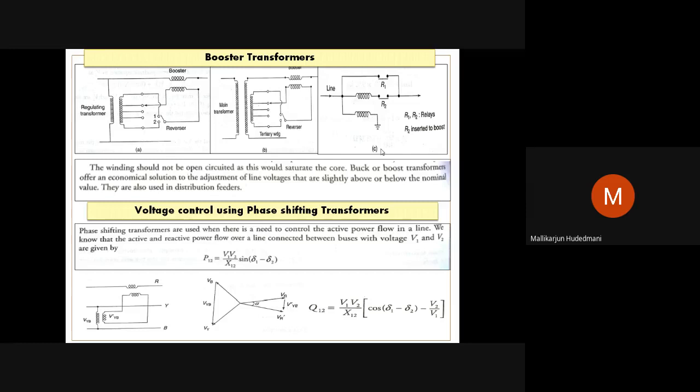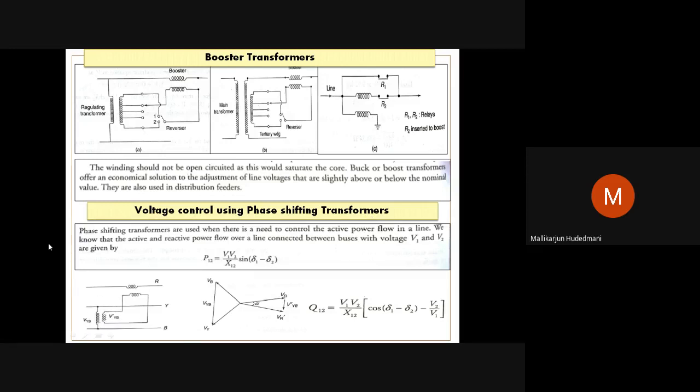The same thing can be a buck-boost like converter, as we say in power electronic converters. The similar phenomenon we can see: boost or buck or reduce it by changing the polarities, which can be done by the transformer approach. Another way of controlling the voltage is voltage control using phase shifting transformers. You can just see a diagram basically.